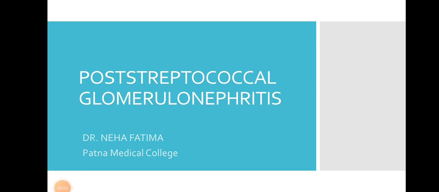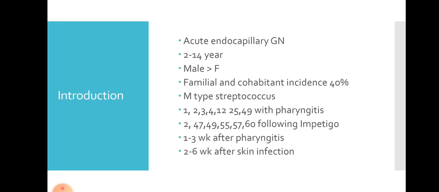Today we will deal with post-streptococcal glomerulonephritis, also known in short as PSGN. PSGN is a prototype of acute endocapillary glomerulonephritis. This disease is generally seen in the child age group, which is 2 to 14 years, and it is more common in males than females. The familial and cohabitant incidence is around 40%.